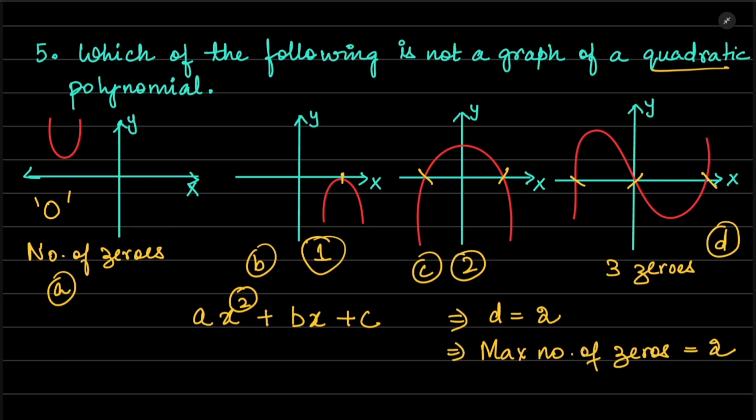This is how you have to do it. Just see at how many points the graph cuts or touches the x-axis. That many zeros it has. A linear polynomial always has exactly 1 zero, but a quadratic has a maximum of 2 zeros.